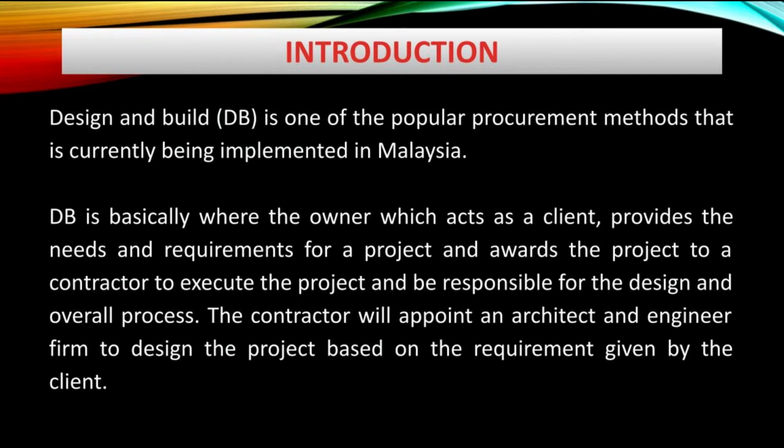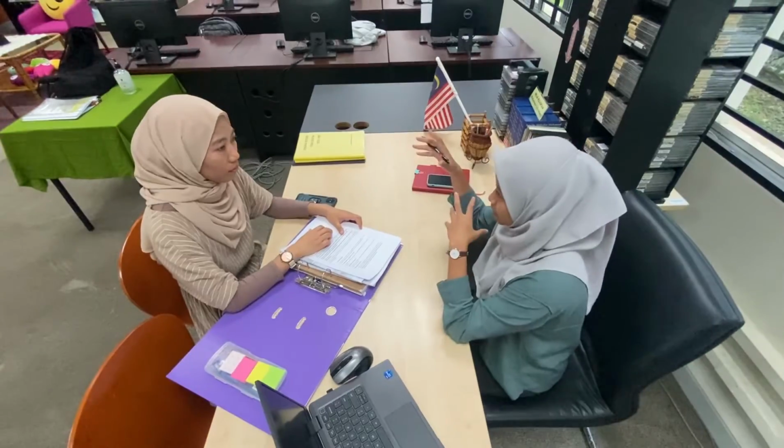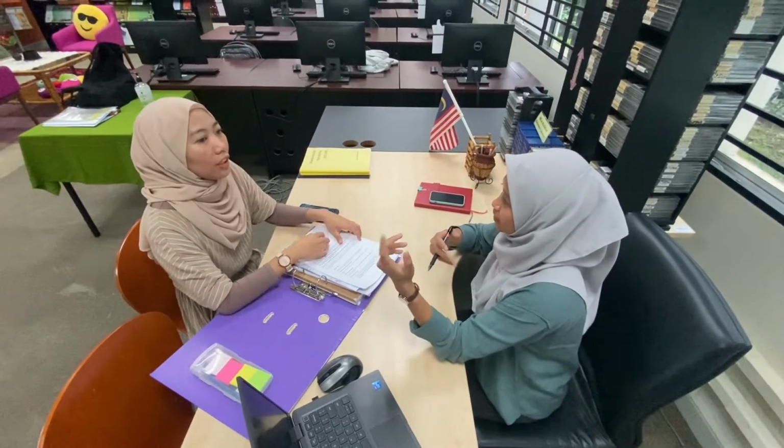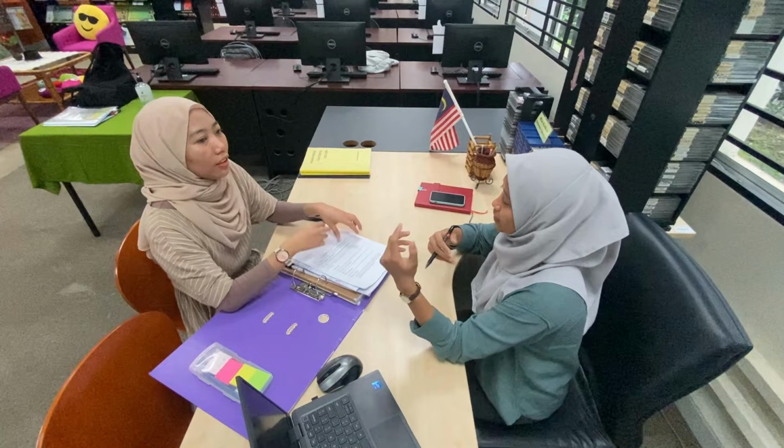Design and build is one of the popular procurement methods that is currently being implemented in Malaysia. Design and build is basically where the owner, who acts as the client, provides the needs and requirements for a project and awards the project to a contractor to execute the project and be responsible for the design and overall process. The contractor will appoint an architect and engineer firm to design the project based on the requirements given by the client. That will be very great, Ms. Atif. I hope you are able to assist me through the procurement processes.